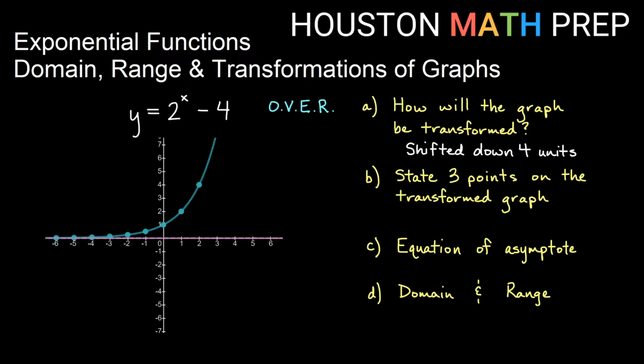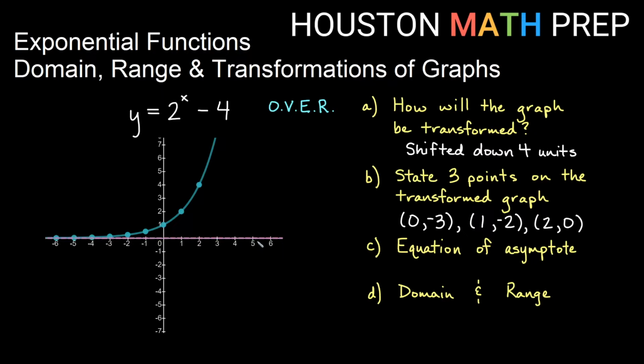If we're shifting down 4 units, let's go ahead and state some points. My 0, 1 moving down 4 units would move the y value to -3, so we'd have 0, -3. If I take this point 1, 2 and move it down 4, then we'll be at 1, -2. And if I take this 2, 4 and move it down 4, we'll be exactly on the x-axis, so we'll be at 2, 0.